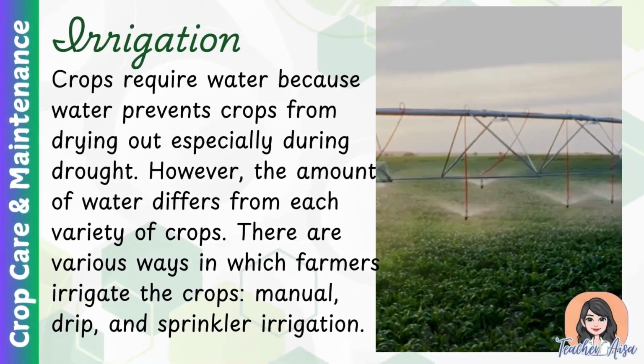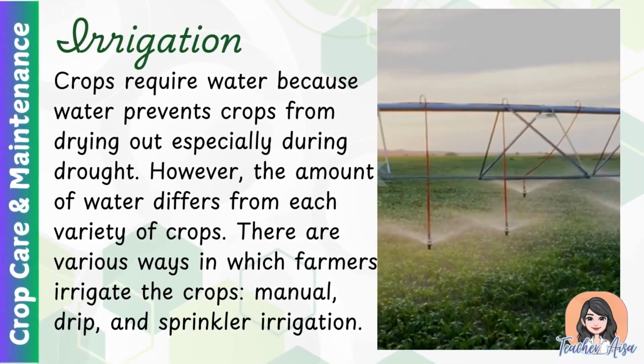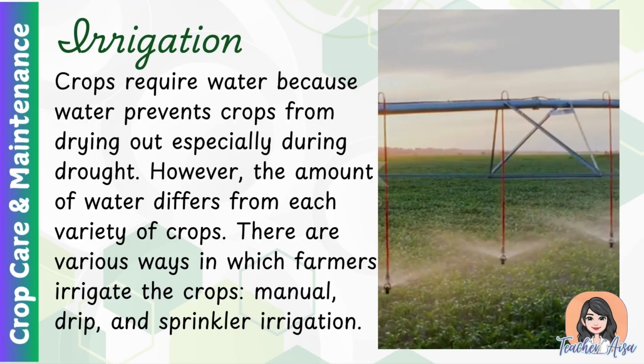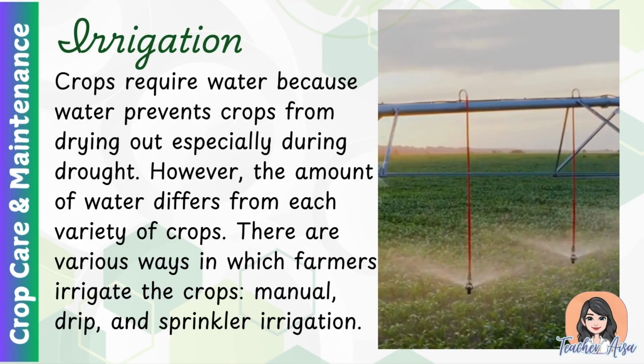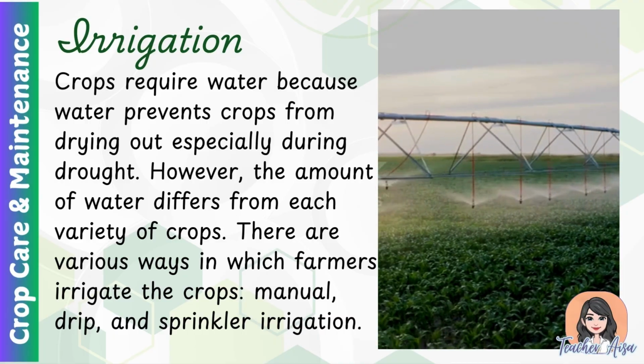Irrigation. Crops require water because water prevents crops from drying out, especially during drought. However, the amount of water differs from each variety of crops. There are various ways in which farmers irrigate the crops: manual, drip, and sprinkler irrigation.